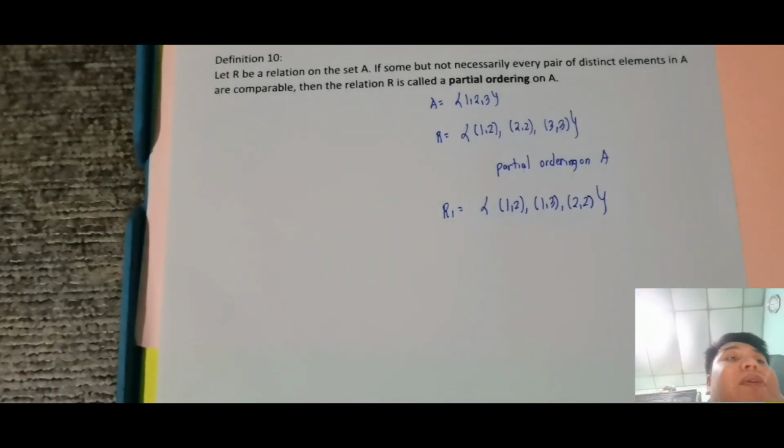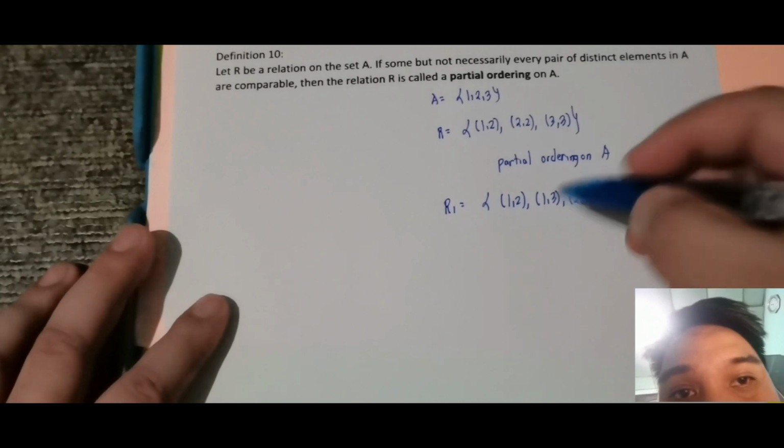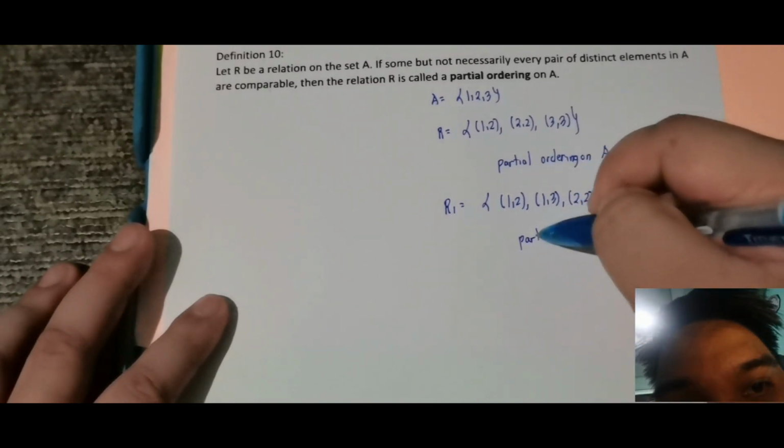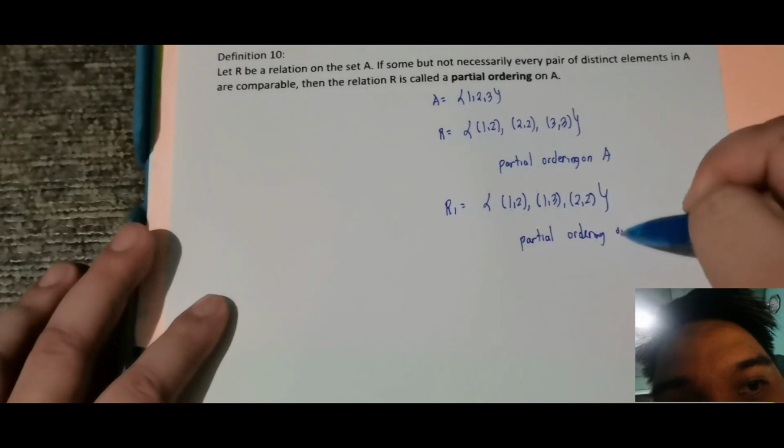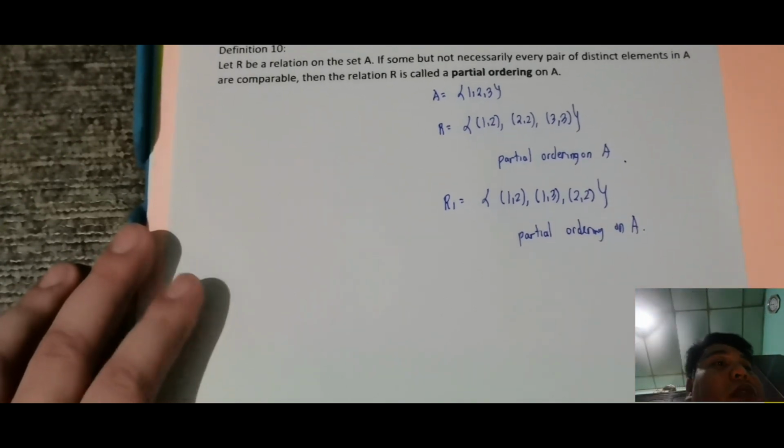Bakit? 2 is not comparable to 3. Okay, hindi siya total ordering. Partial ordering lang siya. Bakit hindi siya total ordering? Si 2, hindi comparable kay 3. Wala kasi nakitang (2,3) or (3,2). Okay, magiging total yan pag nakita mo yun. O at least (3,2). Okay, so this is also partial ordering on A. So, ganun kasimple yan.